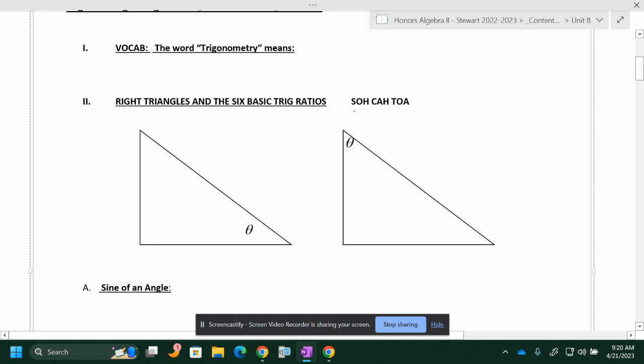So SOH stands for sine, which is the opposite and hypotenuse. If you're looking at it from where theta is here, this would be your opposite side, and this would be your hypotenuse. So that would give you sine.